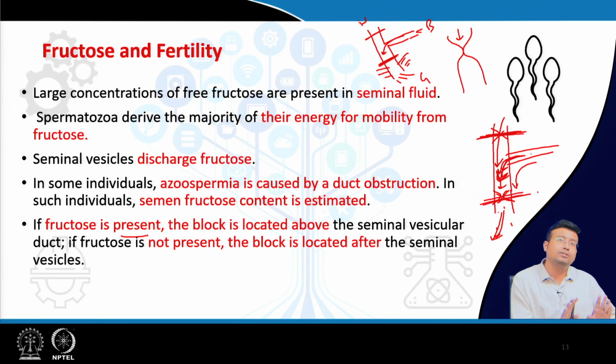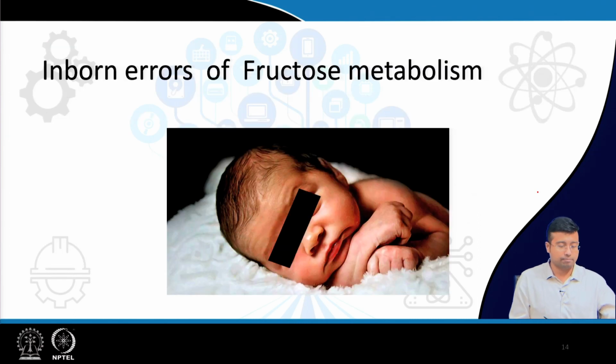This is for just multiple choice question. You just remember, if block is located after seminal vesicle, the fructose will be absent. If the block is located above seminal vesicle, it will contain fructose in cases of azoospermia, right. But needless to say, we need fructose for healthy sperms, okay, and that is one major cause of infertility. Anyway, now coming to fructose metabolism.